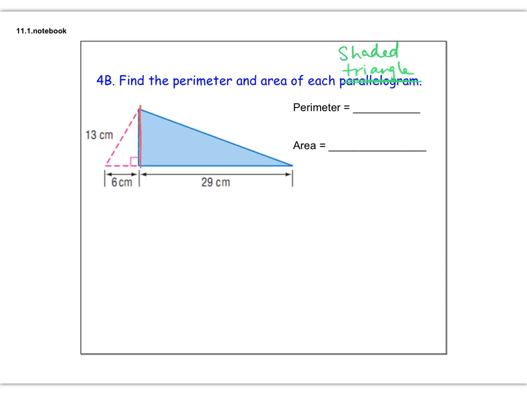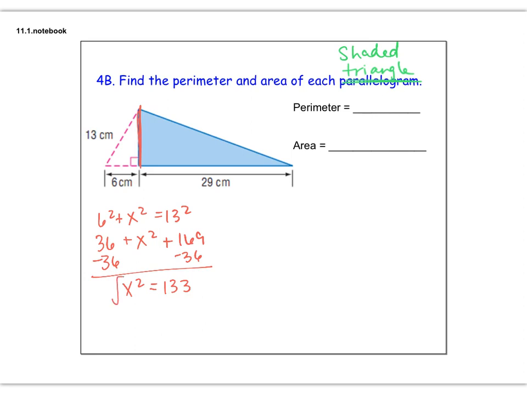So I think we can do Pythagorean theorem. We can do 6 squared plus x squared equals 13 squared and figure out that height, basically, of the triangle. 6 squared is 36. 13 squared is 169. Subtract your 36, and you're left with x squared equals 133. Then we don't want x squared, we want plain old x, so we take the square root, and x turns out to be about 11.5. So this distance is 11.5.